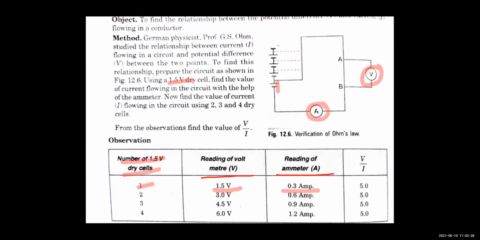Right, beta? Now, we know from Ohm's law that V equals IR, and if we make R the subject of the formula, V by I is R. So if we divide V upon I, that is 1.5 volt upon 0.3 ampere, you are going to get 5 volt per ampere, that is 5 ohm.